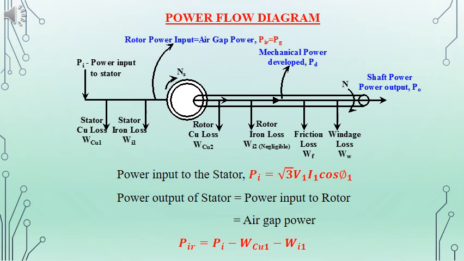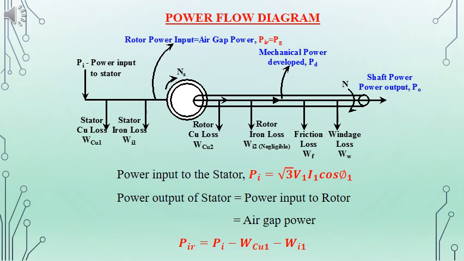Again, from the input to the rotor, we have to deduct the rotor copper loss and then the rotor iron loss. The rest of the power is converted to mechanical power. Now we have to consider the mechanical losses, and after deducting them, the output available from the motor is given as the power output or shaft power output.